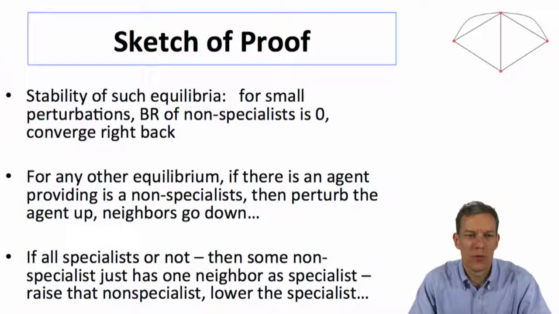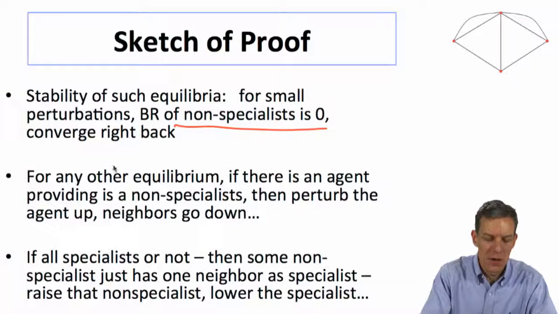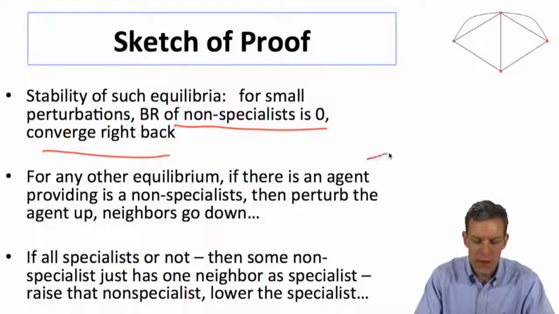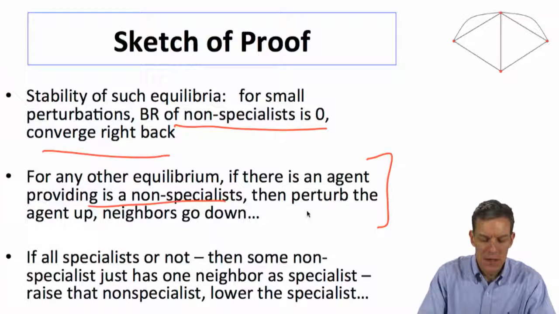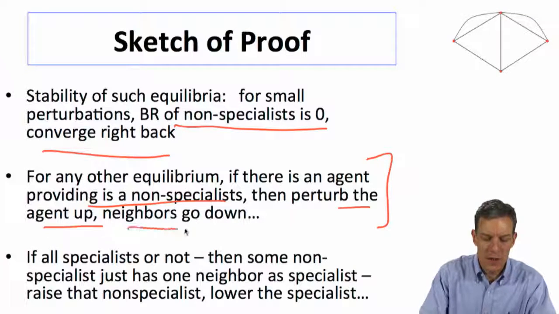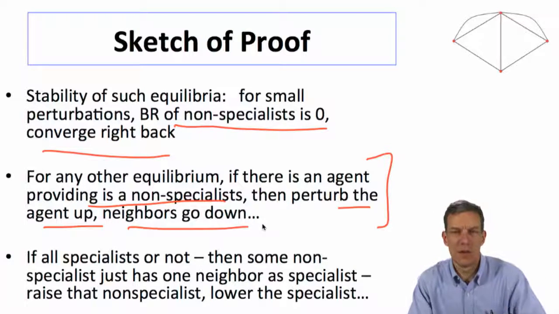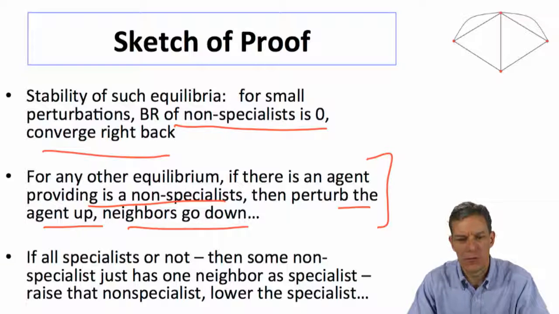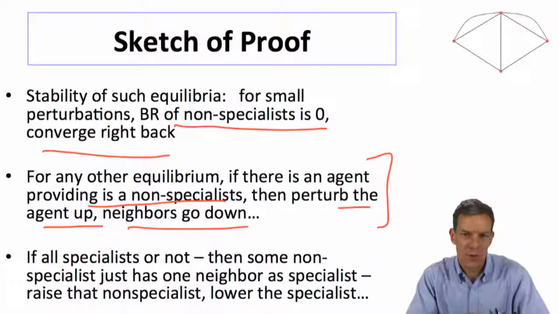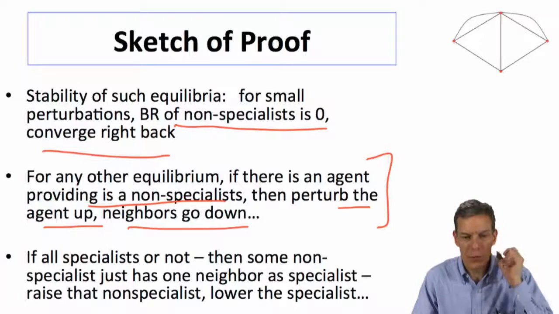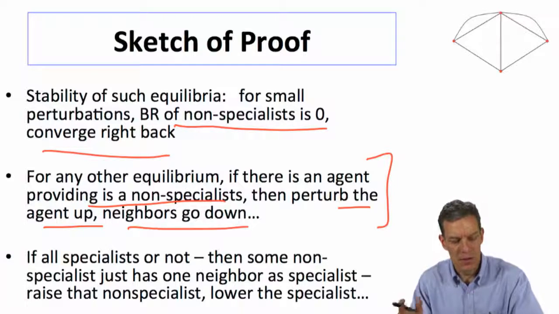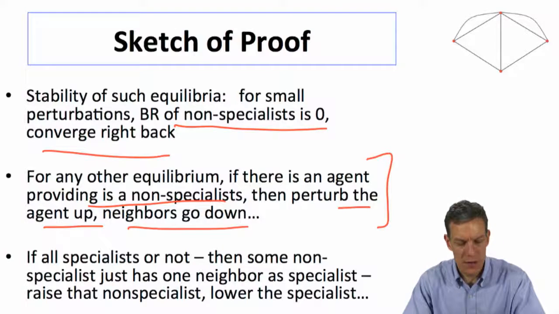Okay, so you can go through a sketch of the proof of this. Basically, the stability of such equilibria for perturbations of this for the non-specialists, the best response, they go right back to 0, and you converge right back. For any other equilibrium, there is somebody providing goods that's a non-specialist, and then you perturb that agent up and the other neighbors down, just the way we did, and basically you can work through that kind of logic. So the idea of the proof is much similar to what we just worked through in terms of the examples, and you can deduce this proposition in that manner.